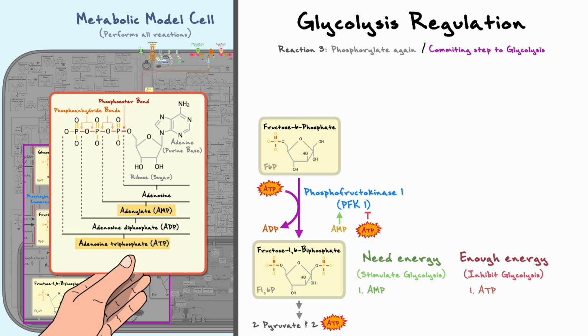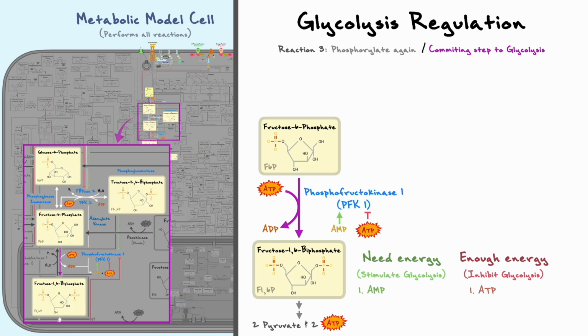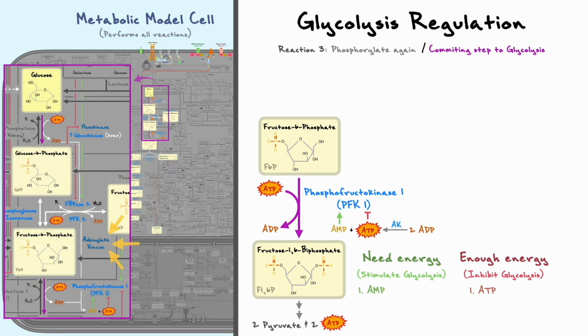Now, related to AMP and ATP, there is an important reaction to mention, namely the conversion of two ADPs to ATP and AMP mediated by adenylate kinase, here abbreviated as AK. This reaction is particularly relevant to glycolysis because, as you can see on the left from the thin white arrow, the two required phosphorylations at the start of the pathway generate ADP, so these two ADPs can combine to recycle one ATP and produce one AMP that will stimulate glycolysis to produce even more ATPs.